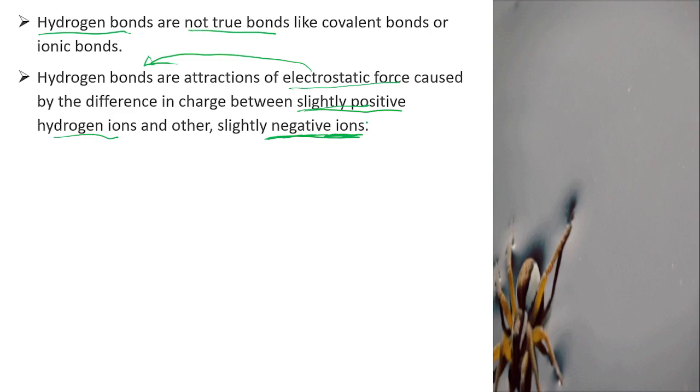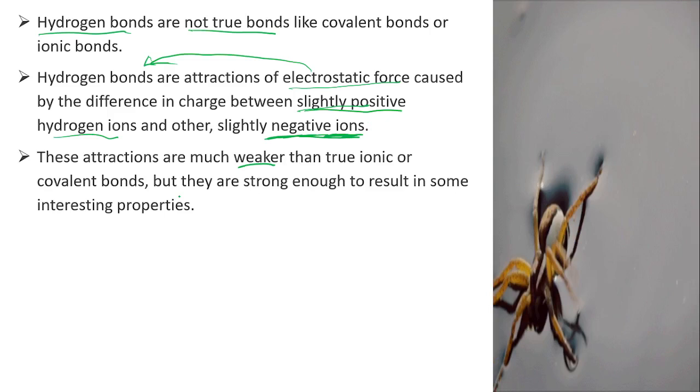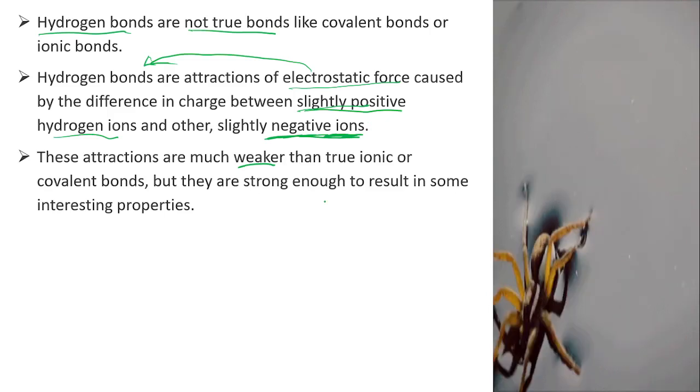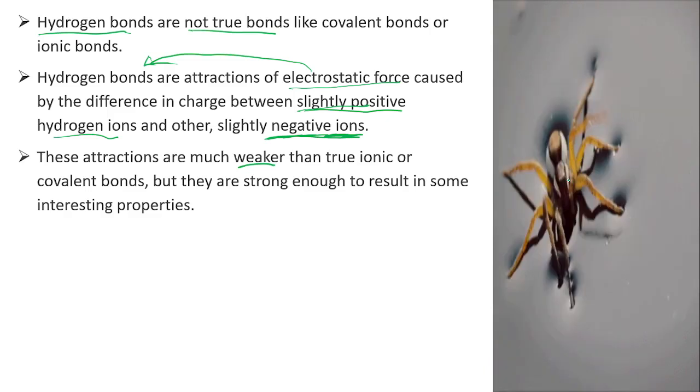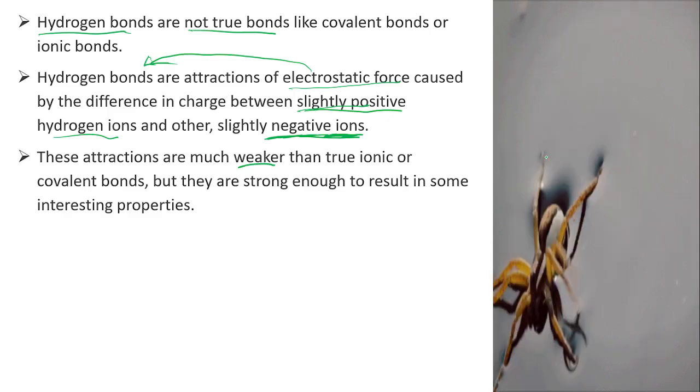Okay, so now with this in mind, we need to understand that hydrogen bonds are weaker than true ionic or covalent bonds, but they are strong enough. As a result, they are said to be a hydrogen bond. Imagine, look at this spider. This spider is walking on water. If you look, this spider has a weight or mass which could make it sink in water. But because of the hydrogen bonds shared amongst the millions of water molecules here, it is impossible for this guy to sink. Why? Because of the hydrogen bonds which cannot easily be broken.